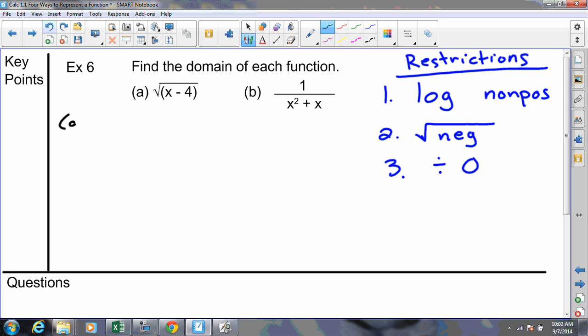For problem A, there is no logarithm, so no problem there. There is no division, so you don't have to worry about dividing by zero. The only issue is a square root, or more generally, an even-powered root. And we have that. In order for this to work, we must have our radicand be greater than or equal to zero, because it can't be negative. That's a simple inequality to solve. You add 4 to both sides, you get x is greater than or equal to 4. So the domain, excuse me, the domain is everything from 4 on up.